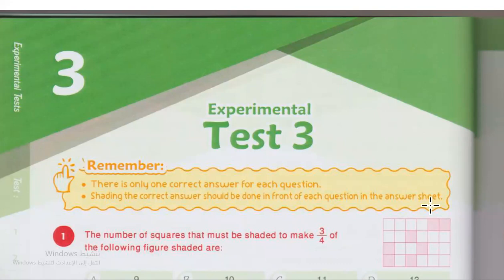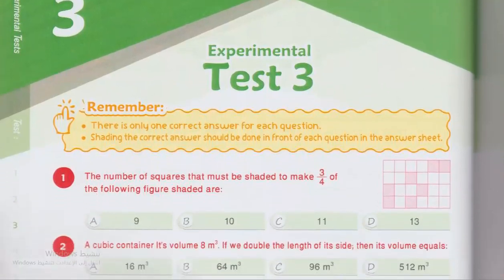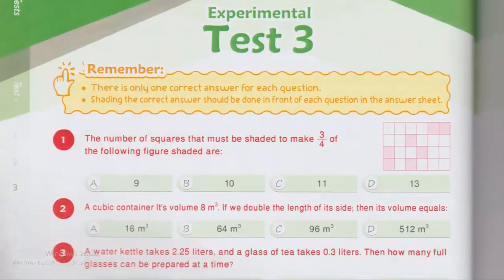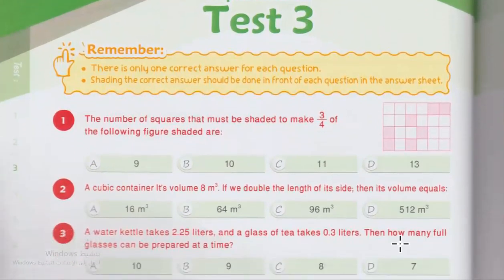I want to read now with the first one, Muhammad al-Ma'mum. Can you read the first question? The number of squares that must be shaded to make 3/4 of the following figure shaded are 11. So, what's the answer? You said 11? How do you know, Muhammad?